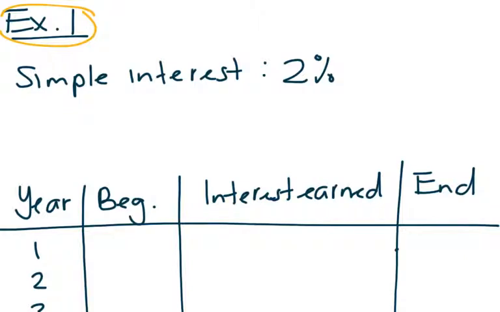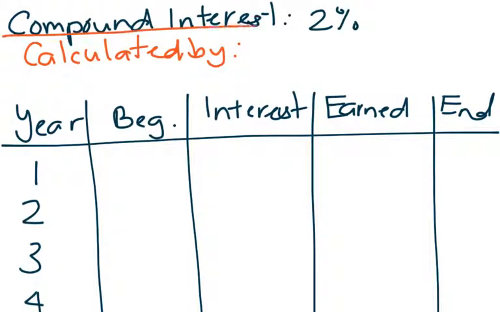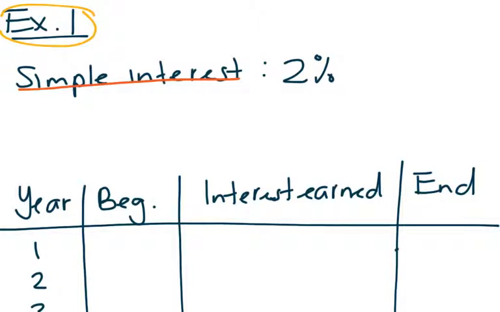Now, example number 1 says that we have been saving $10,000 to buy a car, and we're ready to move that $10,000 into a savings account so we can earn some interest. Because remember, in a checking account, you can't earn any interest. So we've got two options. We could either move it into a simple interest account at 2%, or we can move it into a compound interest account at 2%. So what we're going to do now is manually calculate how much money we'd have at the end of 5 years if we were to earn simple interest or compound interest.